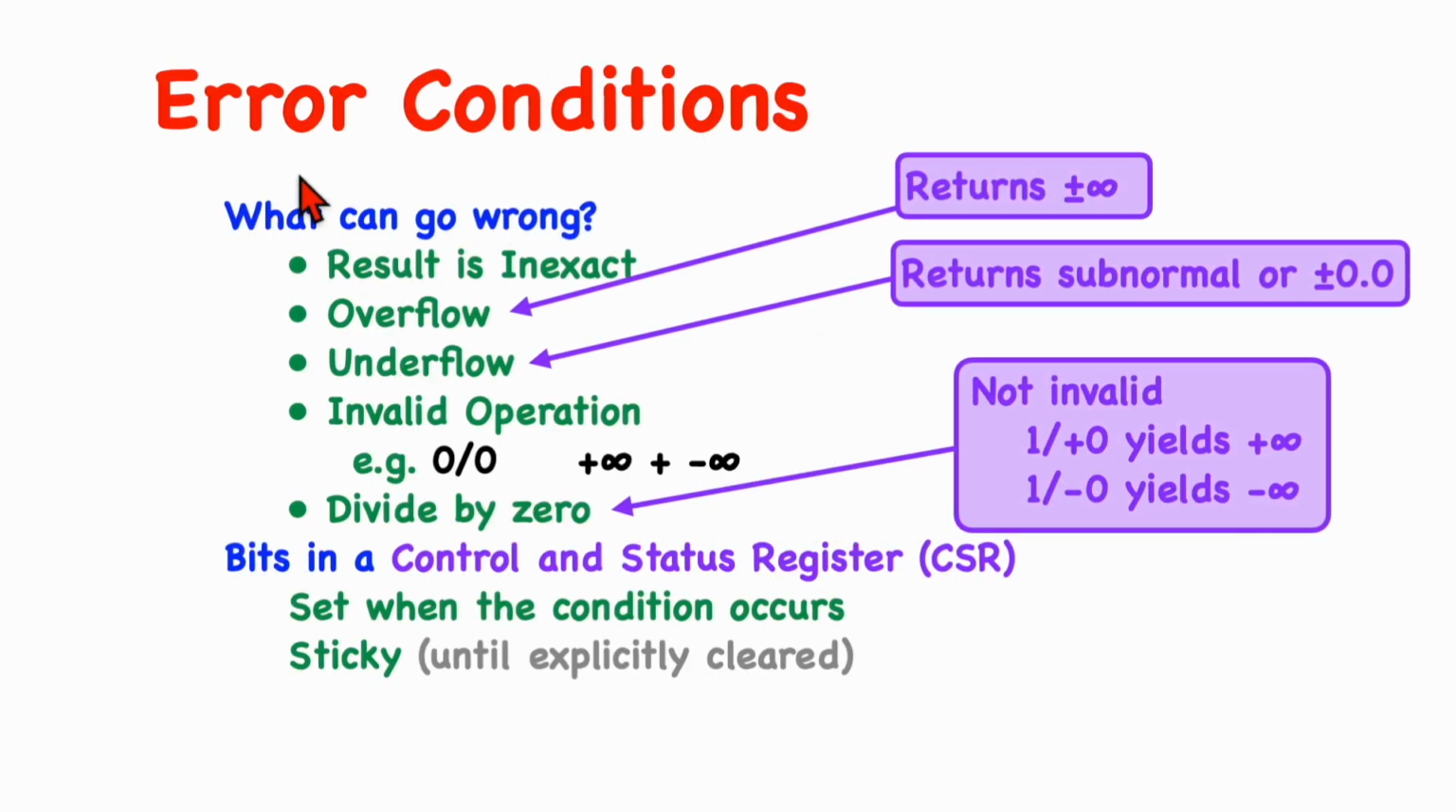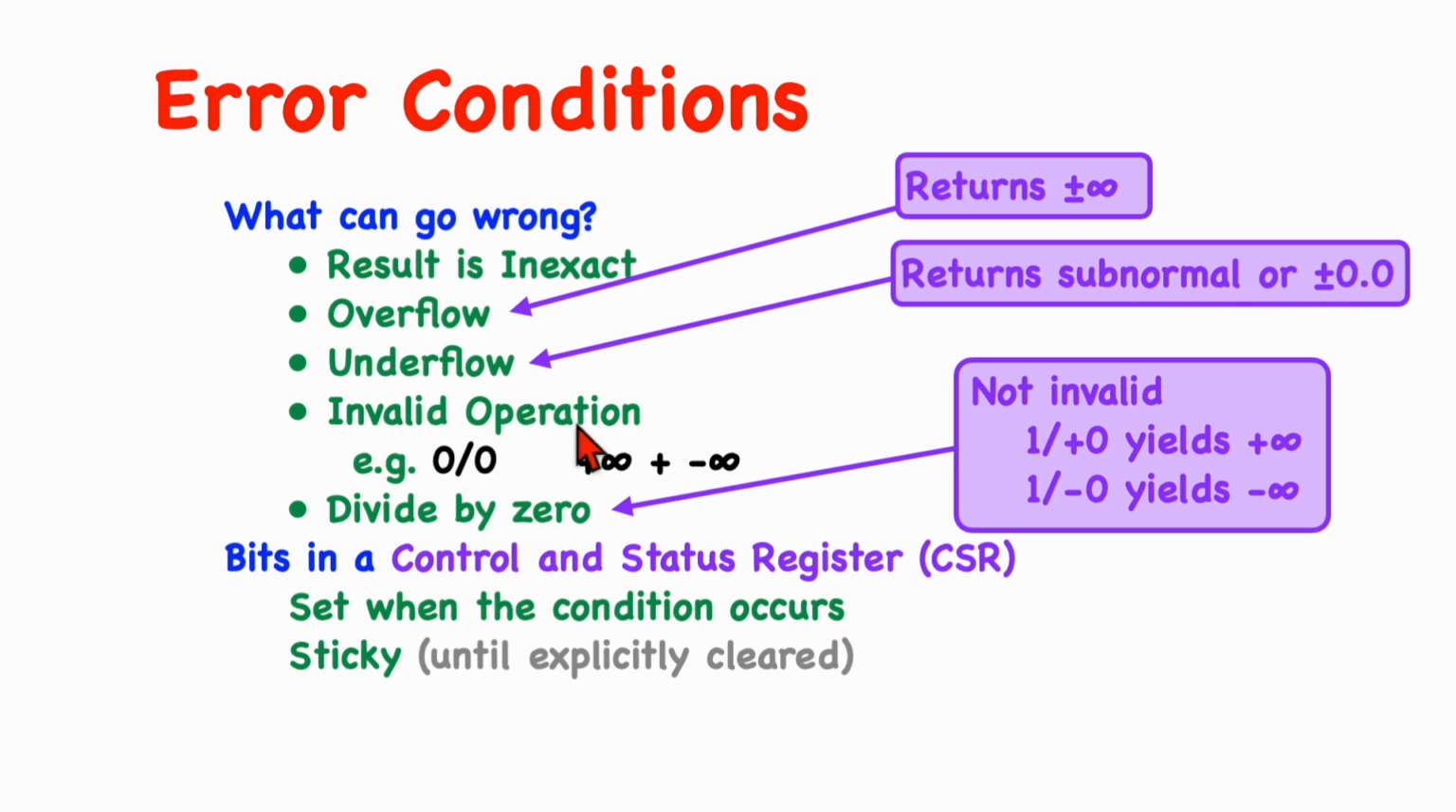Another thing to ask is what exactly can go wrong? What are our error conditions? And the spec describes these particular exceptional conditions that might arise after any particular floating point instruction. We've already talked about the result being inexact. So some operations will yield the exactly correct answer, whereas others will yield a result that was rounded. We can also have overflow, in which case the result would be either positive or negative infinity. We can also have underflow, where the result is a subnormal value, or possibly 0 itself.